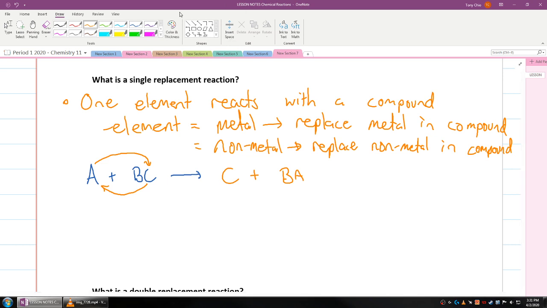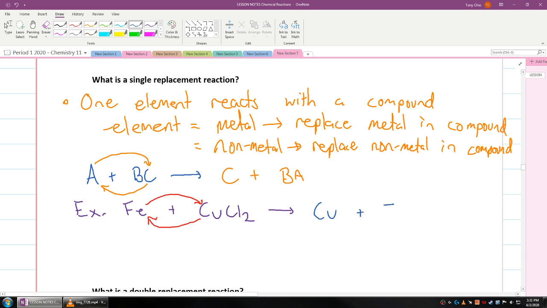An example of one of these cases could be, let's say, you have iron plus copper 2 chloride. When this reacts, as you can see, iron is a metal. It's going to replace the copper and kick the copper out. In this case, you're going to get copper by itself and iron reacting with your chlorine. So that's an example of this happening.